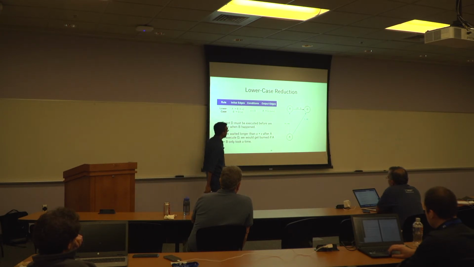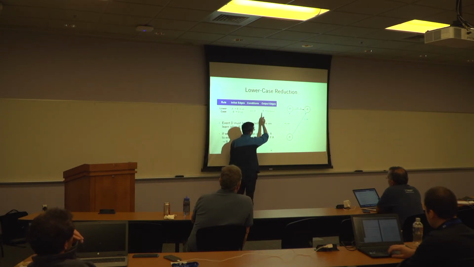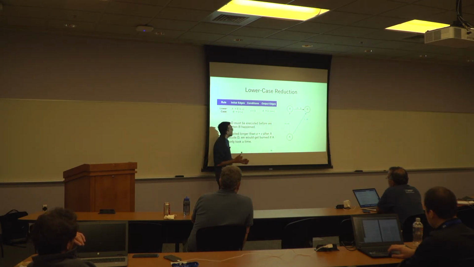So what we want to do is show why it must be the case that we add this edge here, or why D minus A is always guaranteed to be less than or equal to U plus V. Not conditionally less than U plus V, but always less than U plus V.